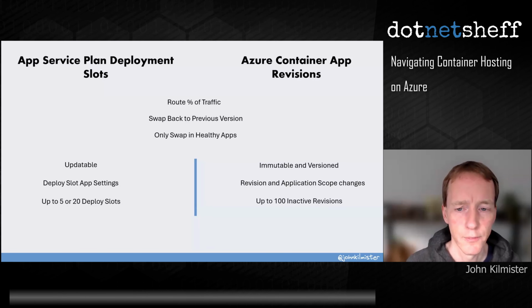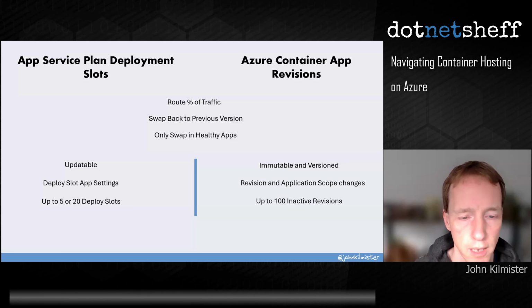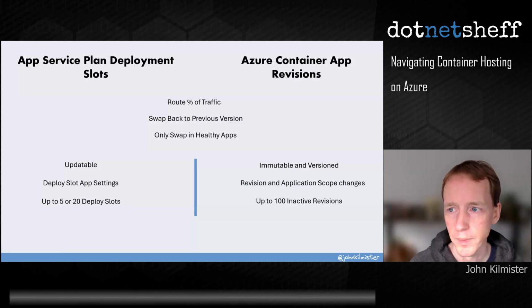And because they work slightly differently, your allocations are slightly different. So with an app service plan, you can either have 5 or 20 slots, depending on what SKU you're on. Whereas with Azure Container Apps, you have up to 100 inactive revisions that you can make active at any time.